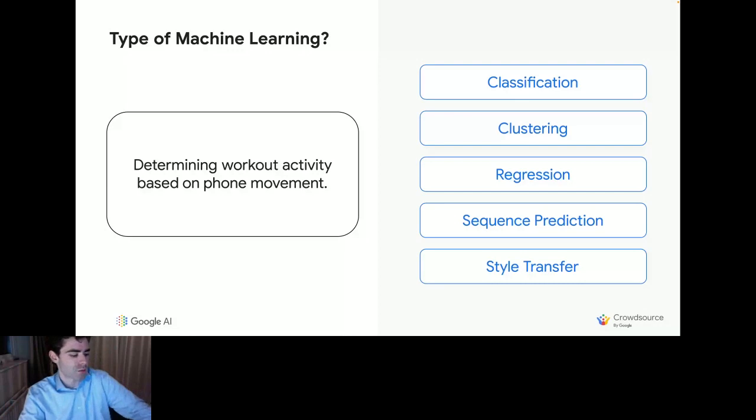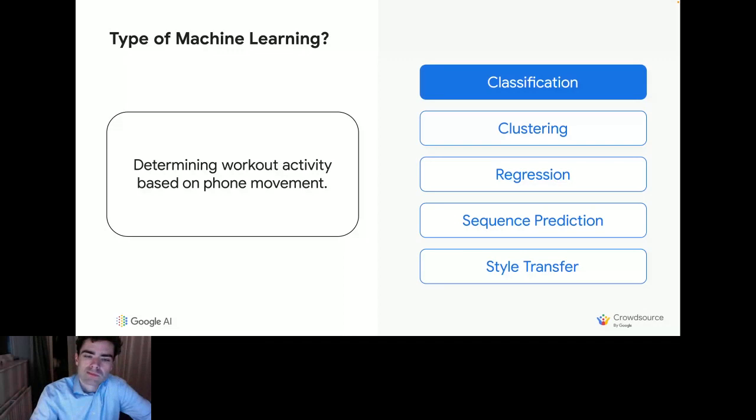Determining workout activity based on phone. Chat, what are we saying on this? Regression. Yeah, I'm not sure about that. I would have said clustering, actually, because phone movement is geographical, and I don't think you can do that easily in classification. Oh, I guess maybe it's like working or not working.